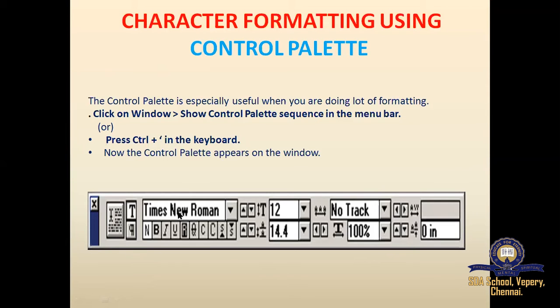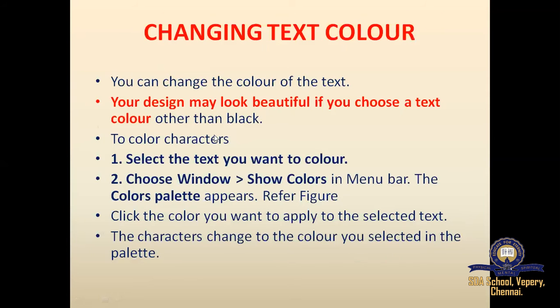Here also we can change the font style, change font size, change the formatting options like bold, italic, and underline. All these things you can do in your Control Palette window. Changing the text color: just now I showed you how to change text color by using your character specification dialog box. Even we can change the text color by choosing Show Colors Palette window from the Window menu.